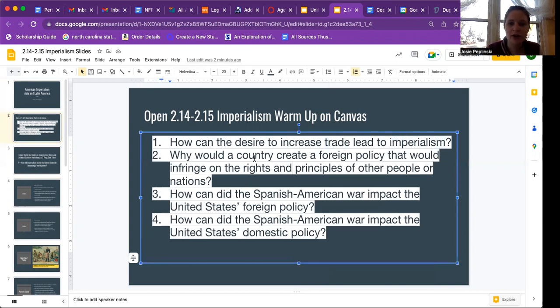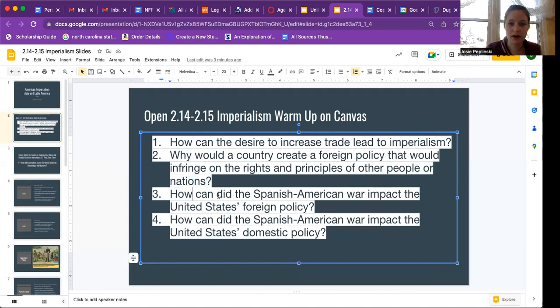Why would a country create a foreign policy that would infringe on the rights and principles of other people or nations? I want you here to be thinking of social Darwinism. One culture may believe that they are ethnically, politically, within their religion, superior to another group of people.